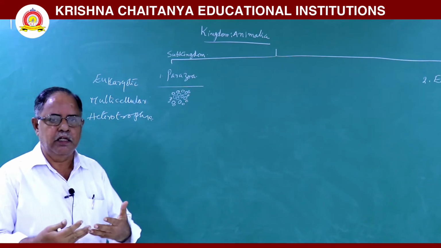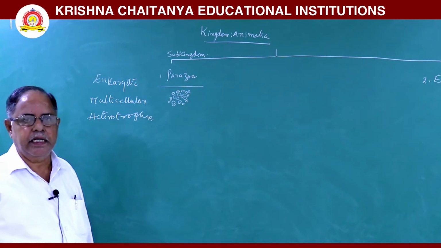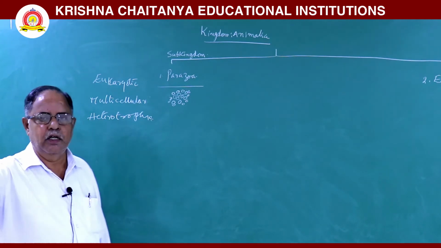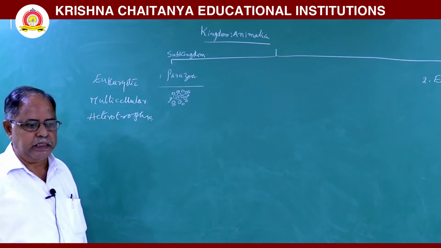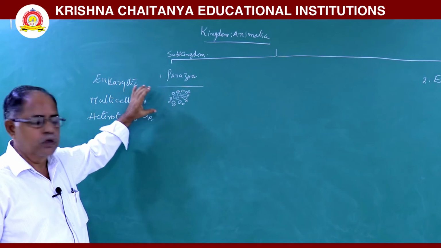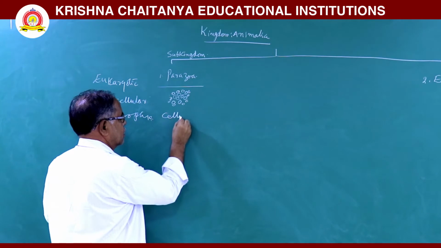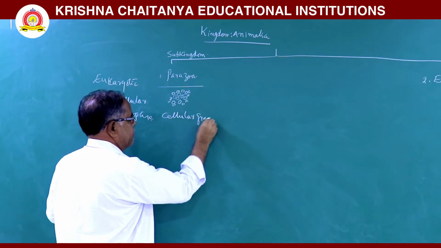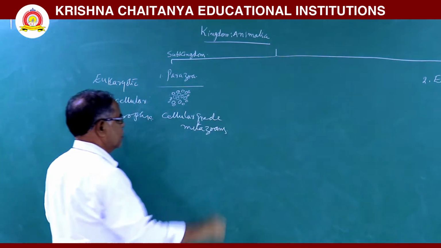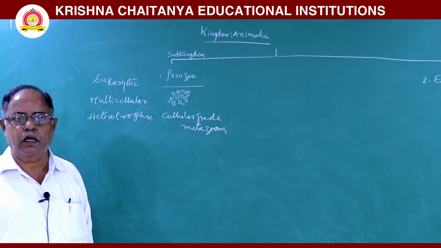But they lack coordination among the cells, because in this animal sensory nerve cells are absent. For that they lack coordination. But the body organization is somewhat advanced than the unicellular animals. So this type of body organization is called cellular grade metazoans.